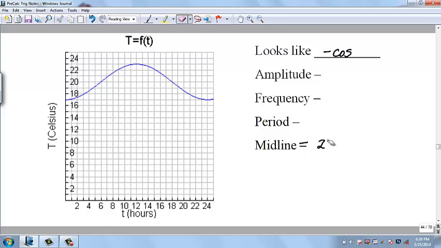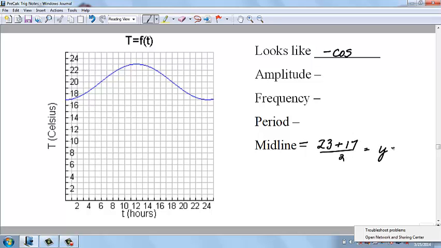So I'm going to take the high, which is 23, plus the low, and the low looks like 17, and divide it by 2. And when I do, I get y equals 20. So let's draw this and see if this does look like the center. And it does. There's y equals 20. Okay? Now I can do my amplitude. My amplitude is high minus my midline, so it's 23 minus 20, or 3.